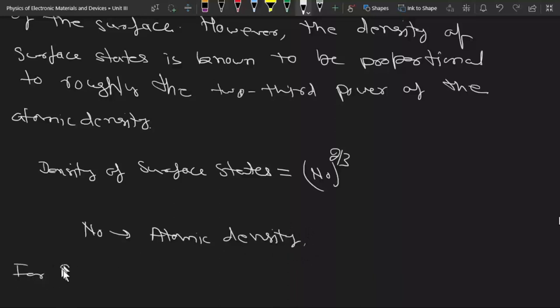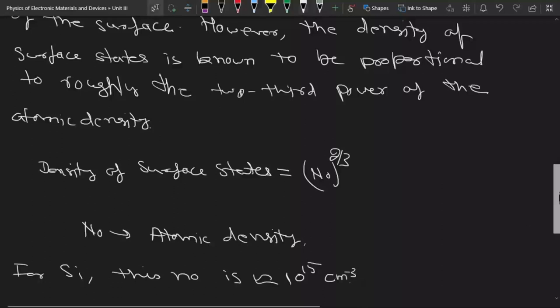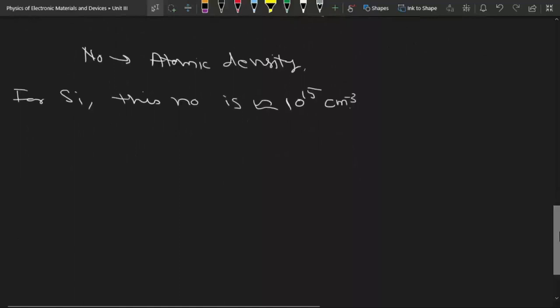For silicon, this number is about 10 raised to the power 15 per centimeter cube. So simply we can say that surface states occur due to the incomplete bonding of the surface atoms.